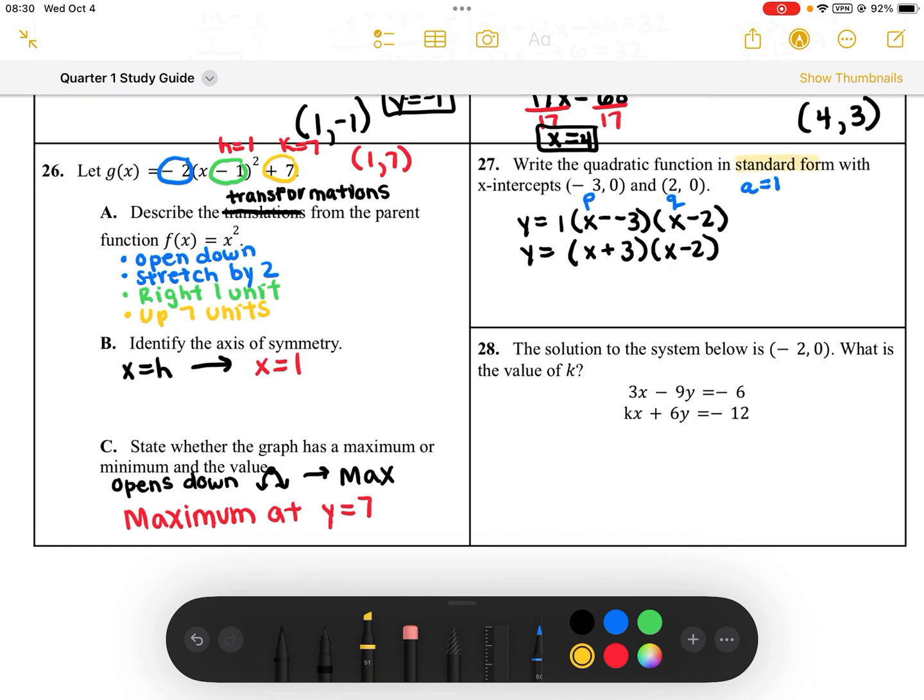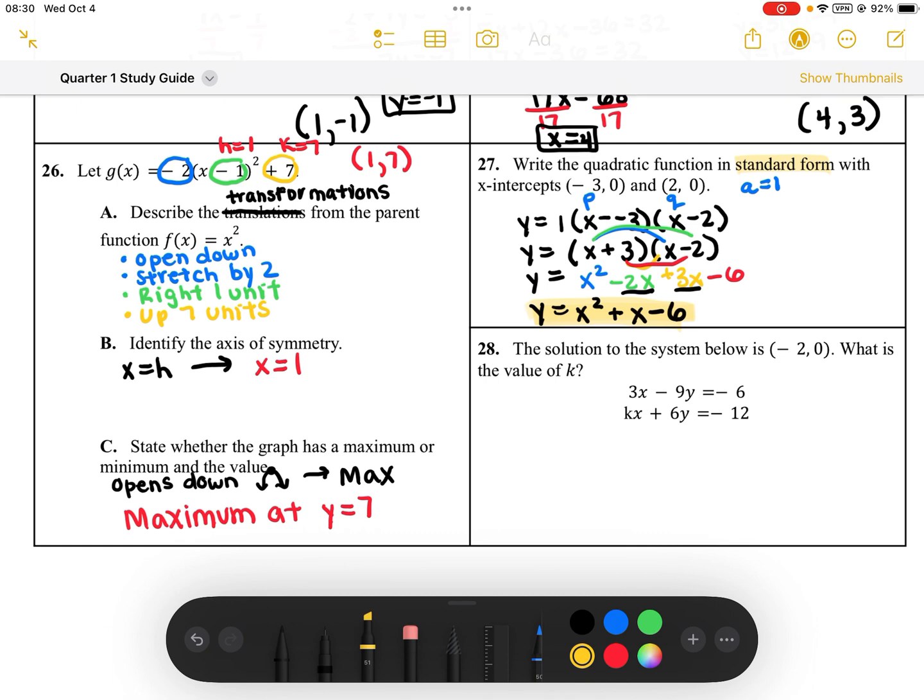We are writing it in standard form, so I need to go multiply this out. So I'm going to FOIL. I'm going to do first, outer, inner, last. So for first, I have x times x, which gives me x squared. Outer, x times -2, -2x. Inner, 3 times x, positive 3x. And then last, 3 times -2 will give me -6. Now I'm going to combine my like terms, so -2x and 3x. So I'm going to have y equals x squared plus x minus 6. So that is my equation in standard form.